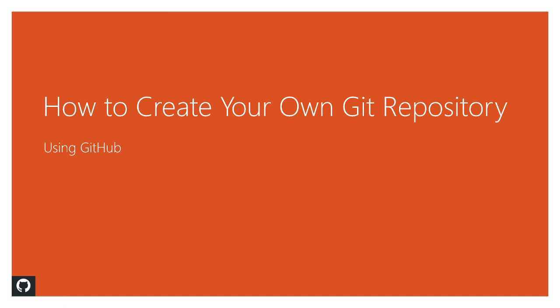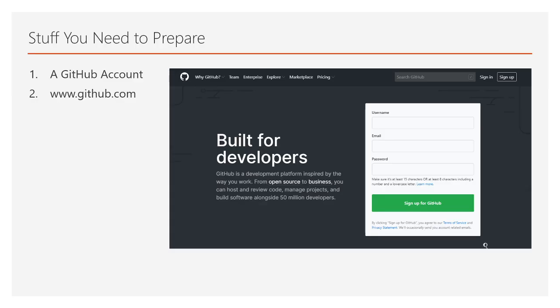Today we'll be sharing how to create your own Git repository using GitHub. So there's a few things that you need to take note of. One of them is that you have to create your own GitHub account. If you have not created your own GitHub account, you can go to www.github.com.